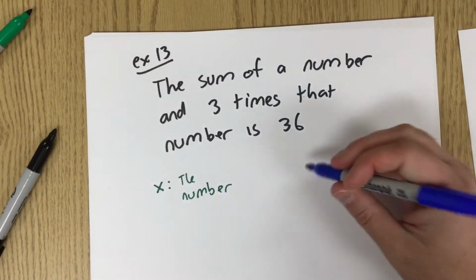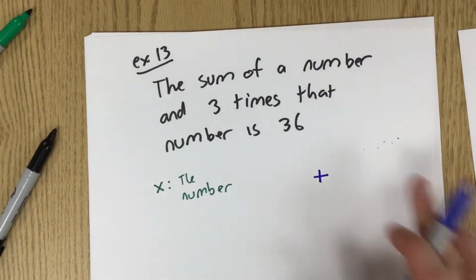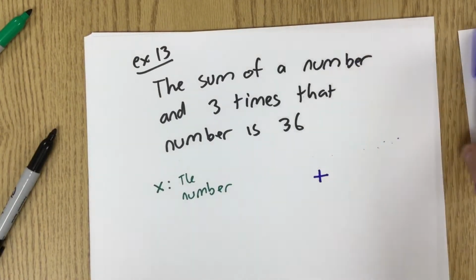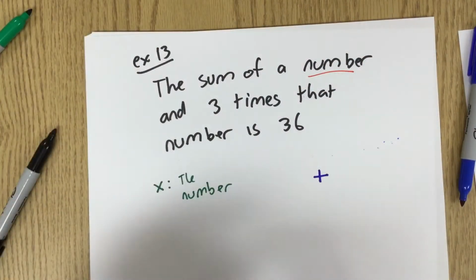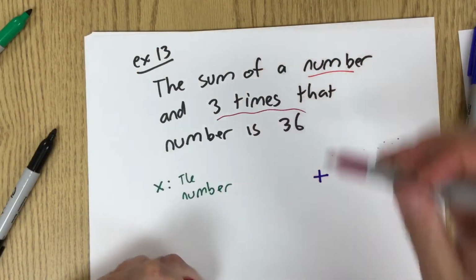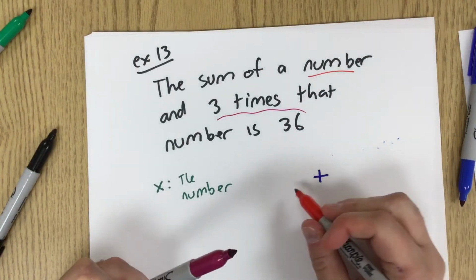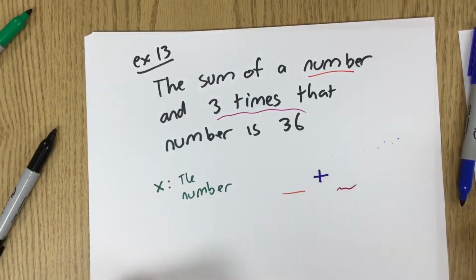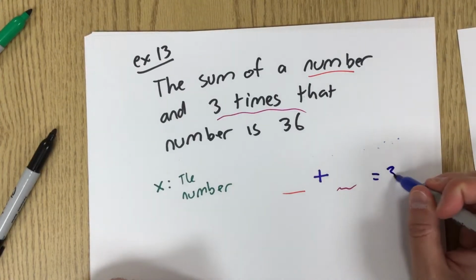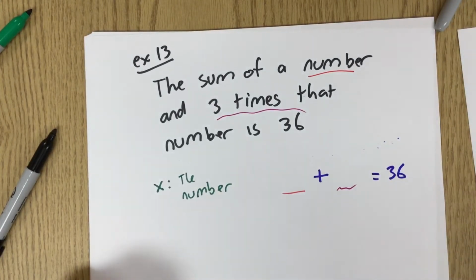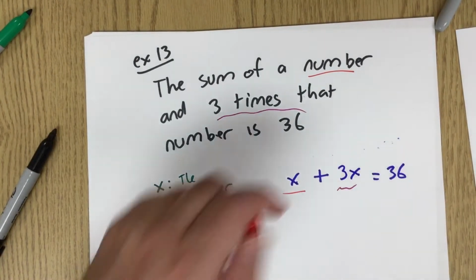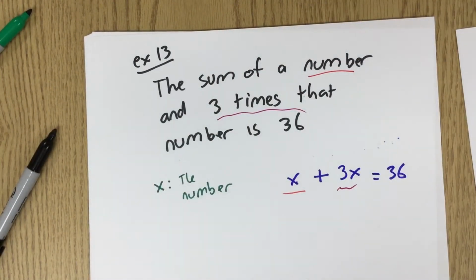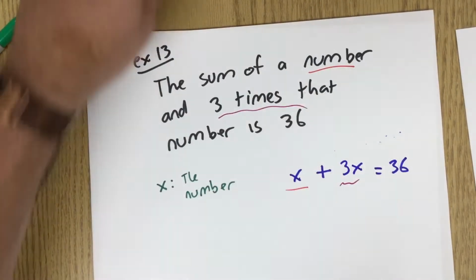So we're doing the sum. Sum means we're doing kind of a plus situation. And what are we adding up? We're adding up the number, and we're adding up 3 times the number. So we're adding up the number and 3 times that number, and that's going to be equal to 36. And so what is the number equal to? The number is x. 3 times the number is 3x. So the sum of a number and 3 times that number is 36.